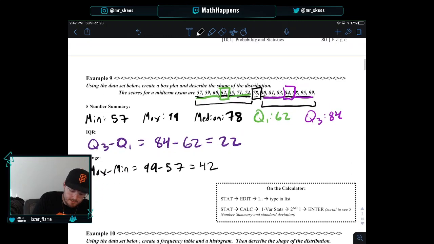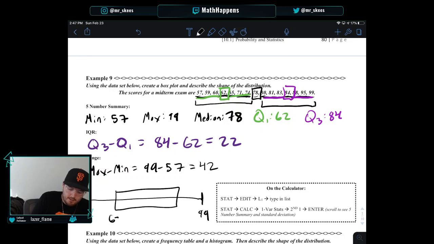So our box and whisker plot as a result looks like this. 57 down here, 99 up here, 62 here, 84 here, and 78 there.